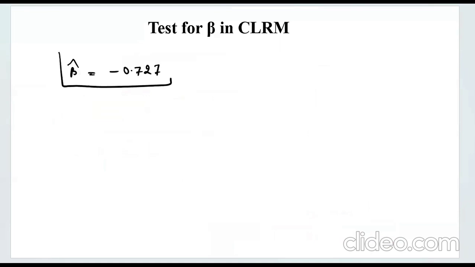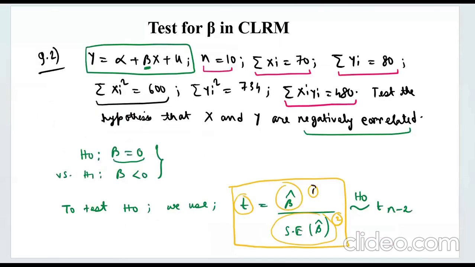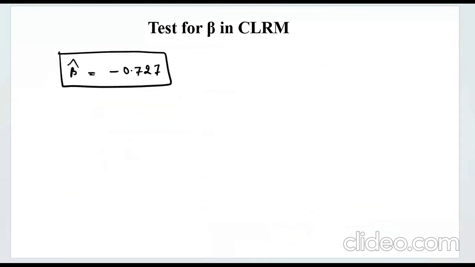You can do it on your own. I have calculated it beforehand. So in order to calculate the t statistic, the first part, the numerator beta cap, is done. Now find out the standard error of beta cap. For that, you have to find the variance of beta cap. The variance of beta cap is basically sigma cap square by Sxx. Sxx we already have, so find out sigma cap square. Sigma cap square is RSS upon n minus 2 for a two variable regression model. Now what is RSS? RSS is TSS minus ESS, right?